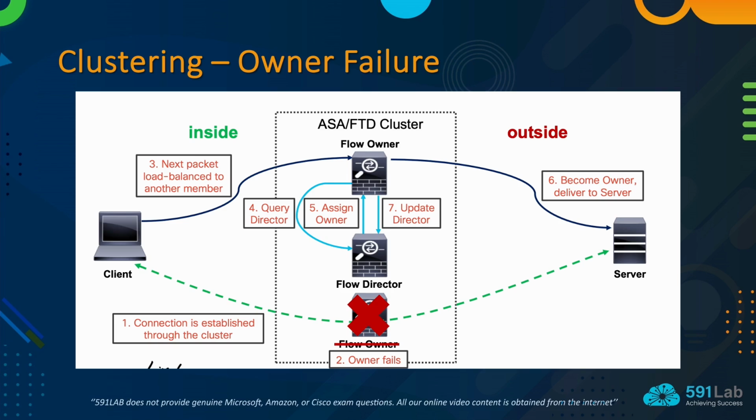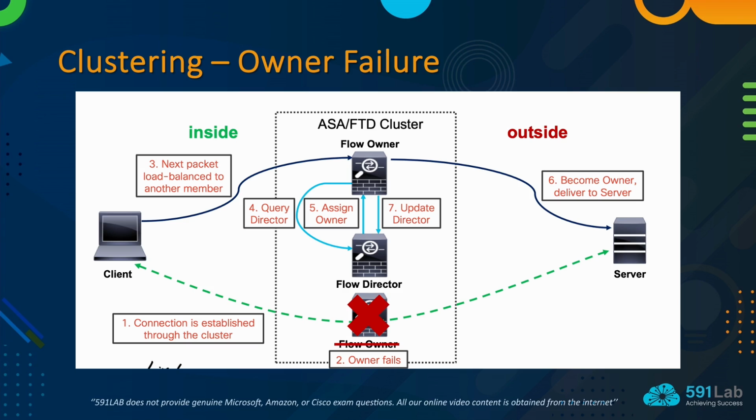Now, let's look at the scenario where the owner failure occurs. The text says owner fails. This indicates that the member of the FTD cluster that was designated as a flow owner for a particular connection is no longer available. This could happen due to various reasons like hardware failure, software crashes, or being removed from the cluster for maintenance. The failure of the flow owner disrupts the communication flow.